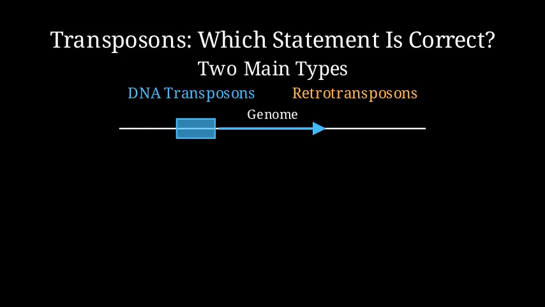Let's visualize DNA transposons first. These usually move by a cut and paste mechanism. The element is cut out from one spot and pasted into another. This often does not increase the total copy number.